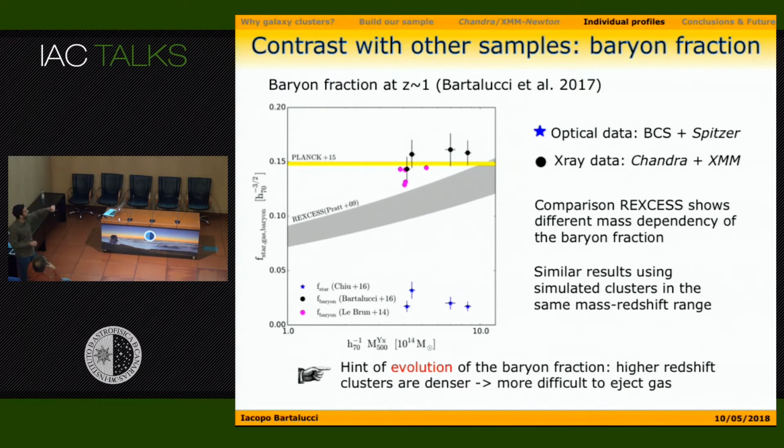Okay, and then what we are finding is in more or less good agreement with simulation. Where you see the black points and the purple points, the purple points are simulations from Lebrun et al. 2014.